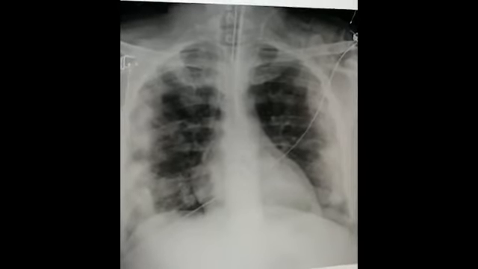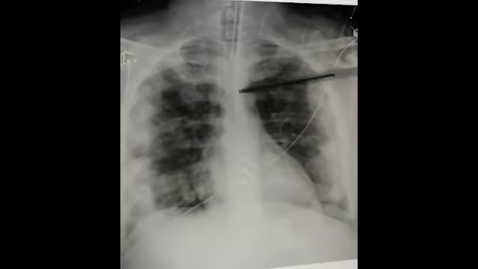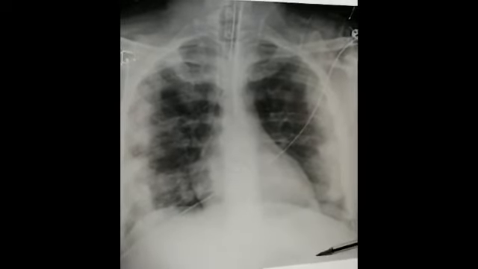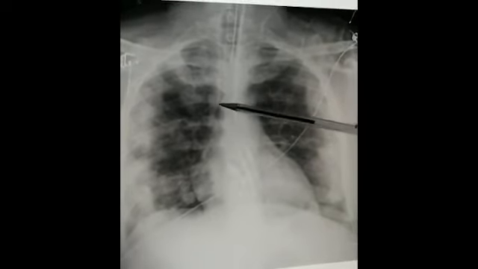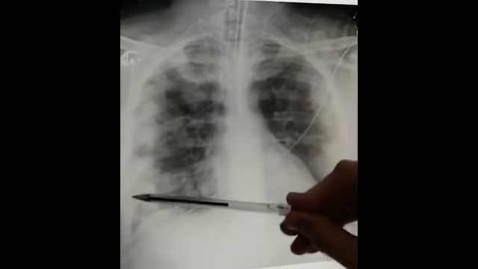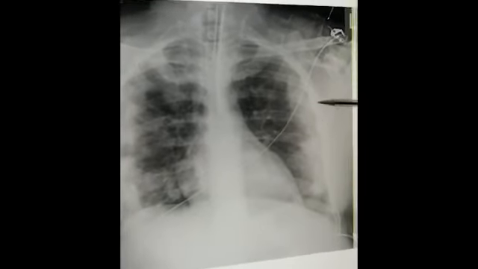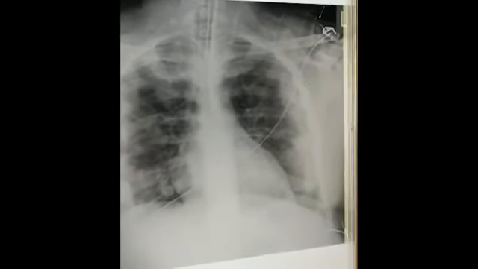Another case from ITU. So again, the lines are in place, ET tube in situ above the carina. You've got the NG tube in situ going down midline, down below the left side of the diaphragm. You've got a central venous catheter in situ, again left-sided approach, and you've got those classic changes: peripheral, patchy consolidation, mid, lower zones, and also in this poor patient in the upper zone.